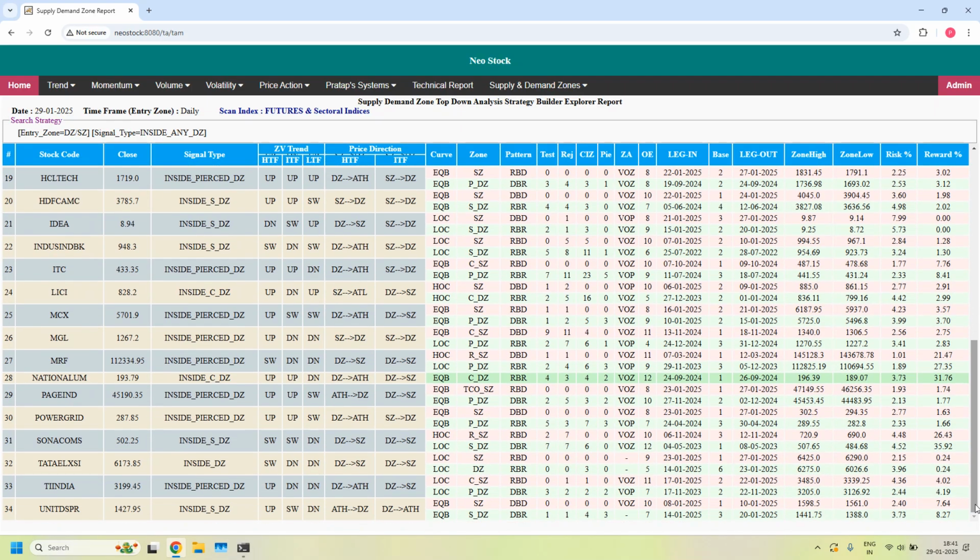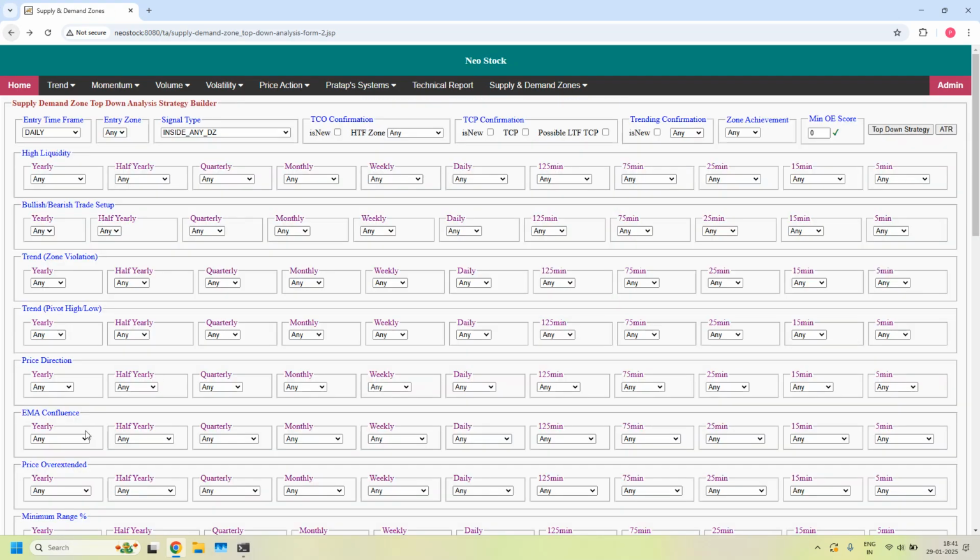So total 34 stocks are filtered. And we can further filter this list by setting the high probability parameter, daily EMA Confluence, for these daily demand zones. So in the EMA Confluence at a daily time frame, I am setting the filter: daily demand zone having daily EMA Confluence, and the trend on the daily time frame should be either up or down.